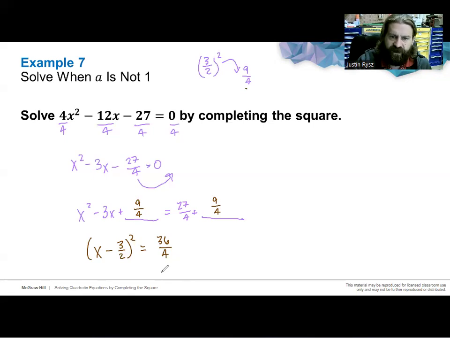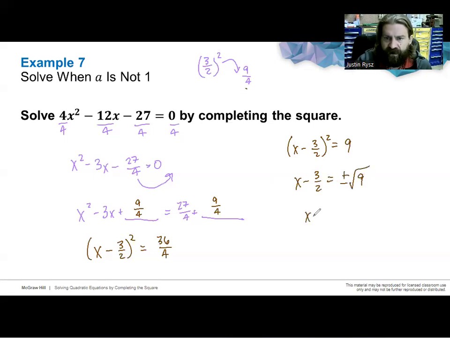Do we want to reduce that? Oh, well, that actually comes out really nice, right? So let's do that. Let's make this x minus 3 over 2 squared equal to 36 divided by 4, which is 9. Okay, cool. That's really awesome. So we get x minus 3 over 2 equals plus or minus the square root of 9. So x minus 3 over 2 is equal to plus or minus 3.